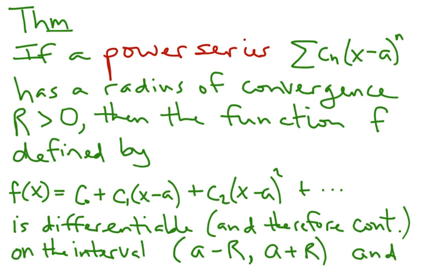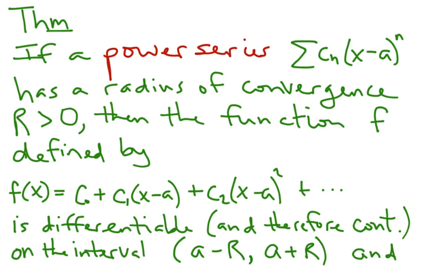Then the function f defined by, well, f of x equals this power series, c sub 0 plus c sub 1 times x minus a to the first power, plus c sub 2 times x minus a to the second power, and so forth. I didn't put the nth term on there because it's going to be hard to squeeze it in and then still put the plus ... afterwards, so I just left it like that. But this is the power series. Is differentiable, so we're told as long as we have a radius that's greater than 0, we know the power series is differentiable.